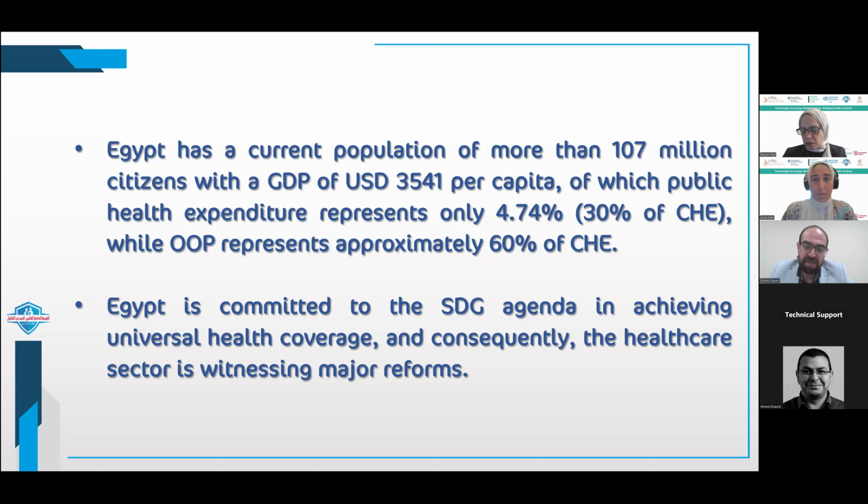Egypt has also started on its agenda towards achieving universal health coverage, and we are committed to achieving universal health coverage hopefully by 2030 or 2032 to keep up with the SDG agenda. Consequently, the health sector in Egypt has been witnessing major reforms as of 2018 with the issuance of the Universal Health Insurance legislation, which was followed in the consequent years by other legislative amendments and reforms as well.